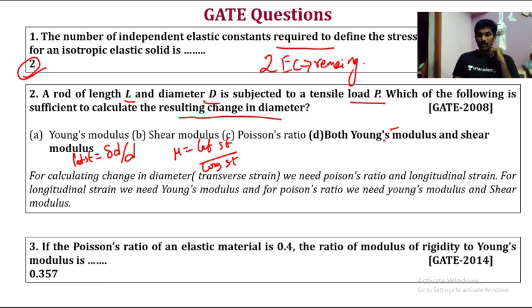If you know Young's modulus and shear modulus, you can identify the Poisson's ratio. And if you know Young's modulus, load, area and length, you can find the longitudinal strain. Once these two are known, you can find the lateral strain. Once the lateral strain is known, you can identify the change in diameter. So the correct answer for the question is D.